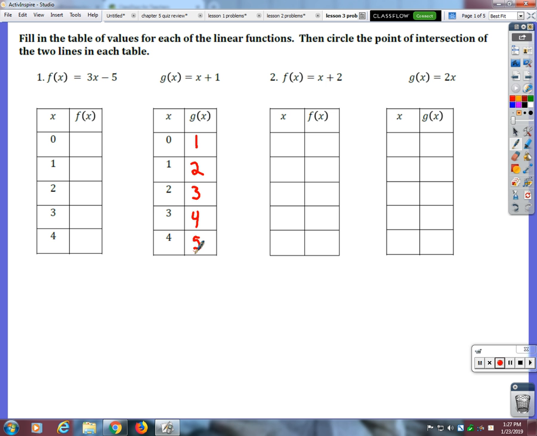Okay? And remember, once you get going, the number in front of the x tells you the pattern. So this one, they're going to go up by 1. This one, they're going to go up by 3. If I put a 0 in there for x, 3 times 0 is 0. 0 minus 5 is -5. And then 3 times 1 is 3, minus 5 is -2. And then 1, and then 4, and then 5. Okay?